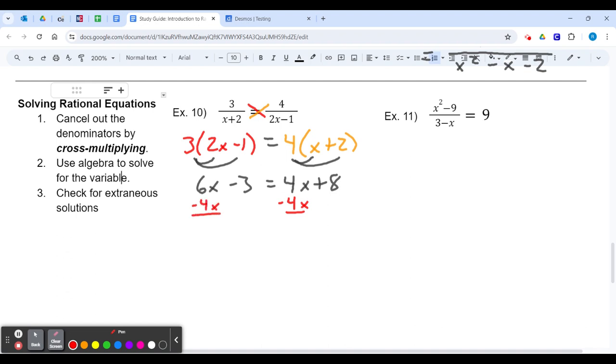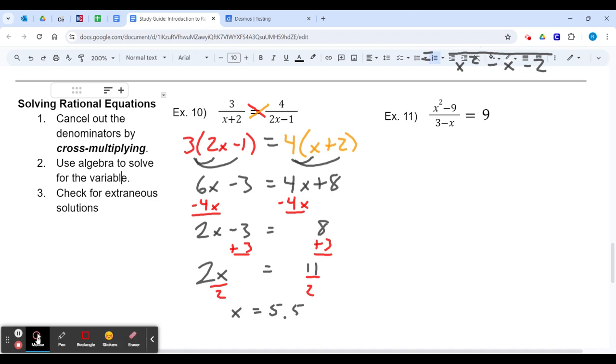And that will leave me with 2x minus 3 equals 8. I'm going to move that 3 over by adding it to both sides. I get 2x equals 11. And then lastly, divide by 2 on both sides. And 11 divided by 2 will be 5.5.